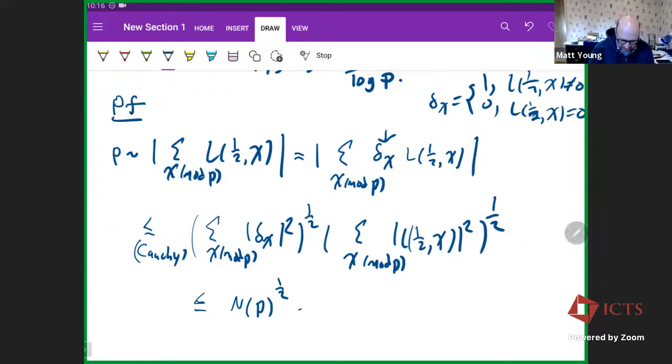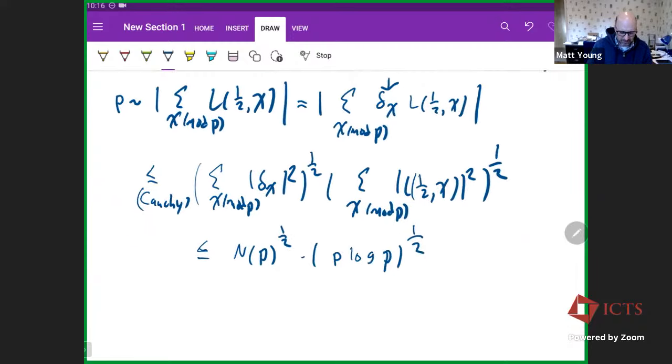And then times our second moment. We actually got an asymptotic formula for it, but it was easier to get the upper bound. So we can get the upper bound of P log P to the 1/2. And then if you solve for n of P, we get a lower bound: n of P is bounded below by P over log P. So not very many of these L functions can equal 0 at 1/2. In general, if you have a family of L functions and you can understand the first and second moments of them, then you can do this kind of Cauchy-Schwarz argument to get a non-vanishing result for the L functions.